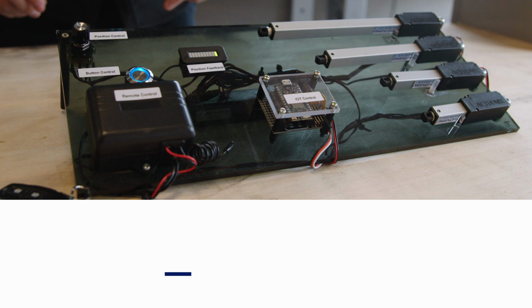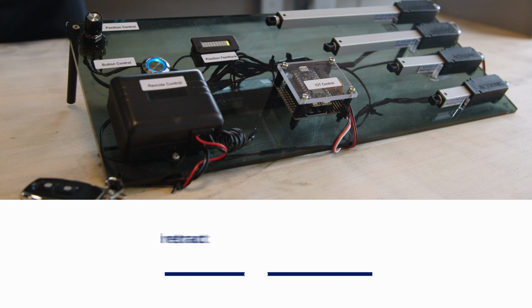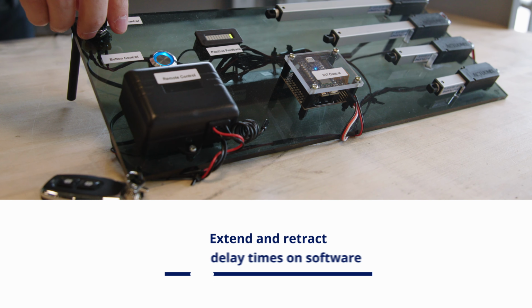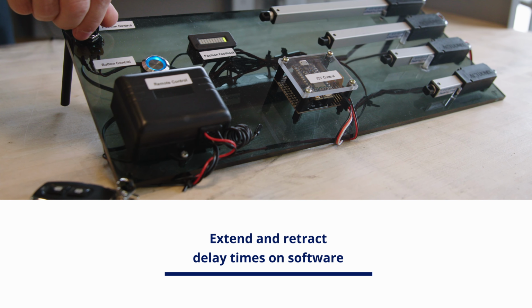Now if your software download doesn't include the cycle test utility, you can send an email to us at sales@actuonics.com and we will send you a copy. Open the software, enter the extend and retract delay times similar to how we did on the timer relay, and click start to begin cycling.